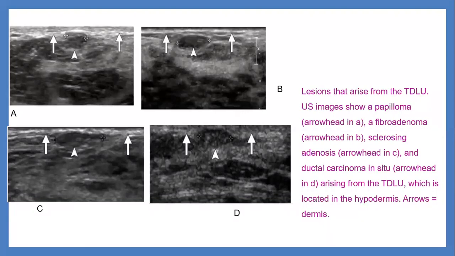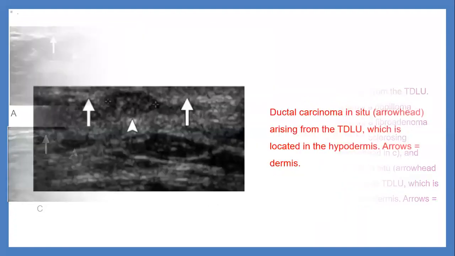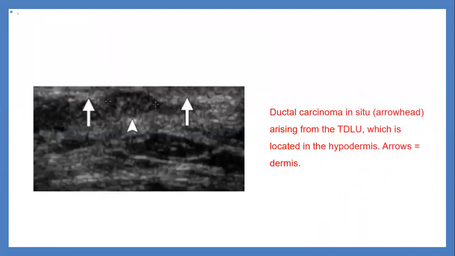So these are hypodermal lesions, not dermal lesions. This is another patient with ductal carcinoma in situ. You see, if you look, giving an obtuse angle, it is infiltrating into the dermal layer, however, giving obtuse angles.